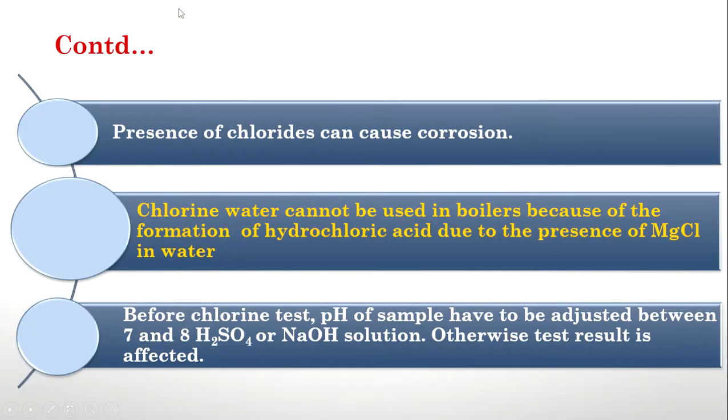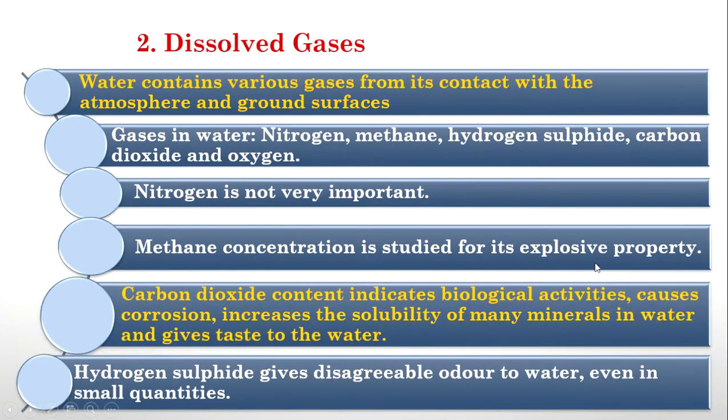Another disadvantage of chloride is that it causes corrosion, and it cannot be used in boilers because it will form hydrochloric acid there due to the presence of magnesium chloride. So all these are some of the disadvantages of chloride. Even though it does not cause any health effects, it has many other disadvantages. And before the test of chloride, we have to adjust the pH between 7 and 8. Otherwise, the test results will be affected. So this is all about chloride.